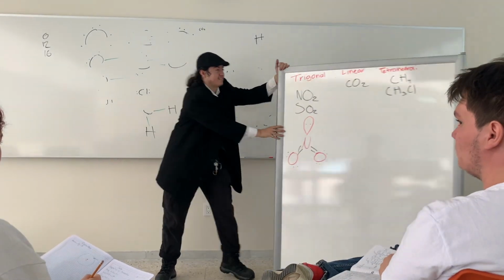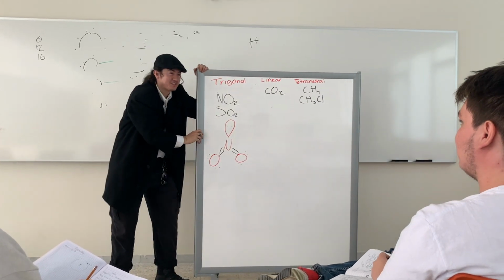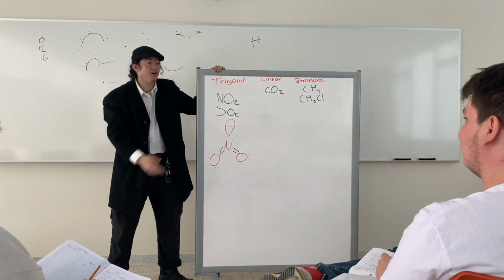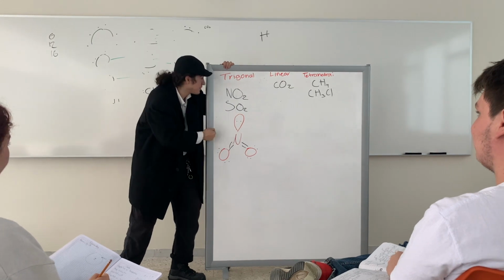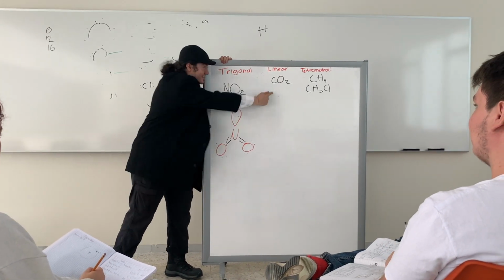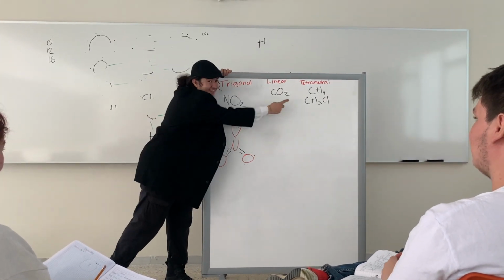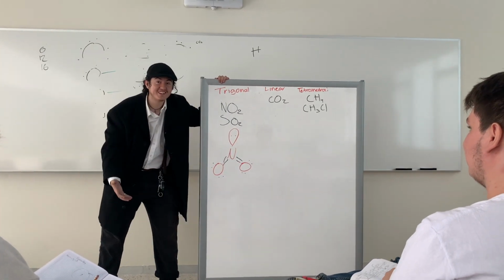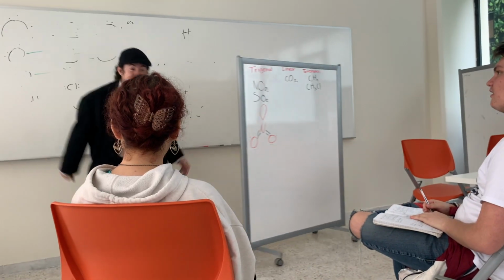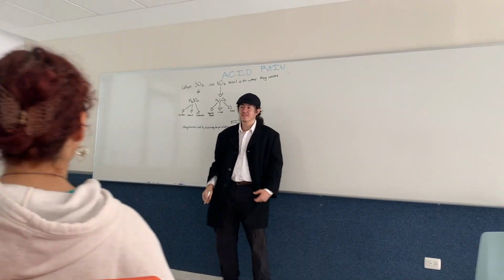And here we have another extrapolation, which is the electron geometry. All that are angular have trigonal electron geometry. All that are linear have linear electron geometry. And all the tetrahedral have tetrahedral electron geometry. Right? Follow me!